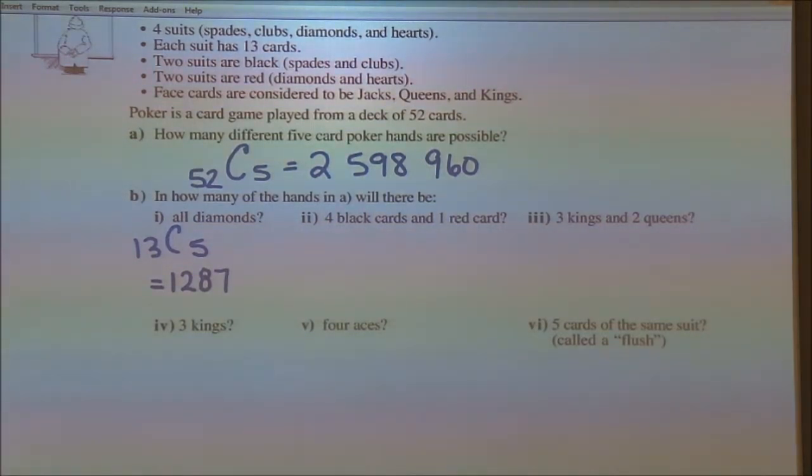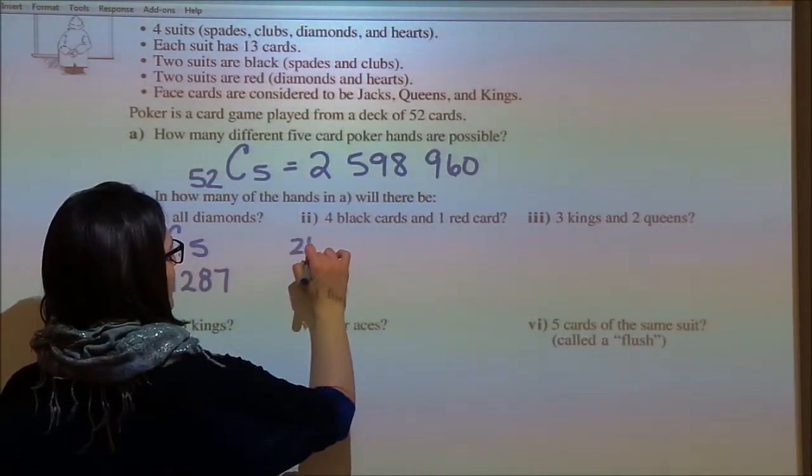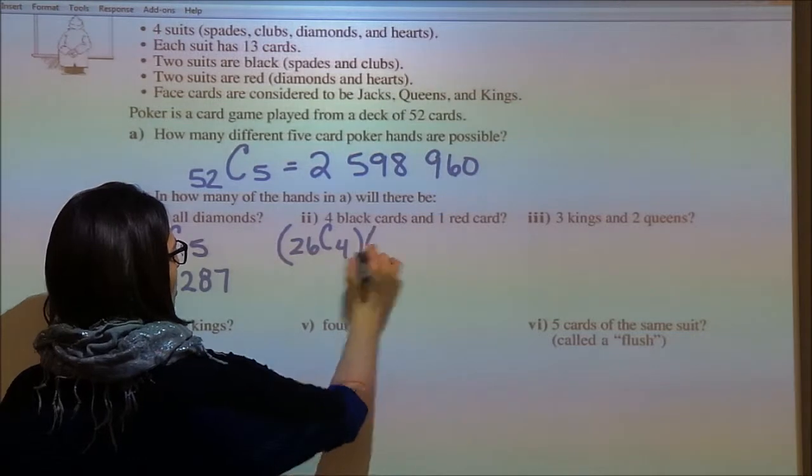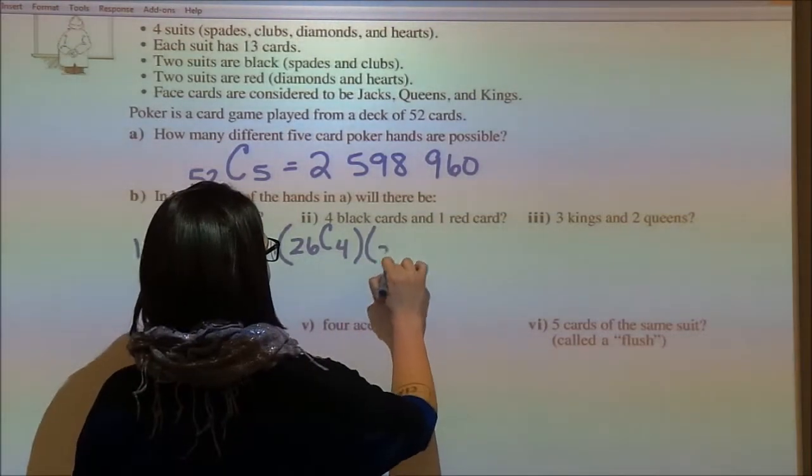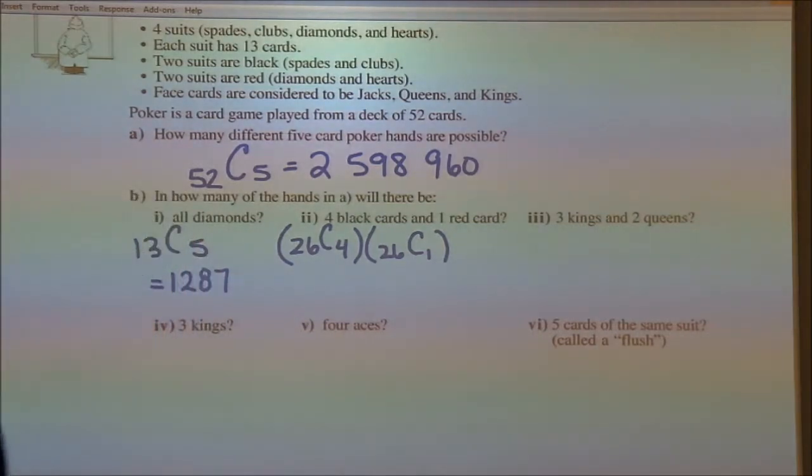4 black cards and 1 red card. So what are my combinations for the black cards? How many black cards do I have? 26. Right. So 26C4, and then my red cards? 26C1. Okay. So how many hands would that be?